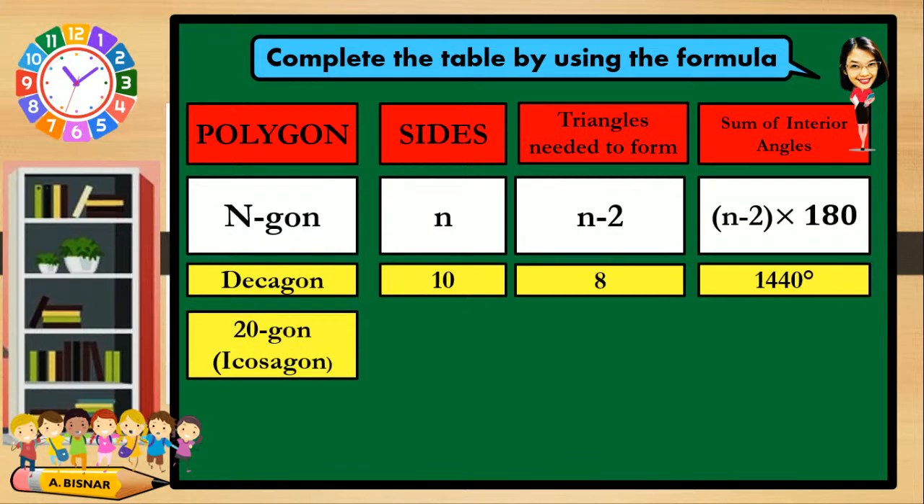How about with a 20-sided polygon? 20-gon, or also known as icosagon. Since it is a 20-gon, then it has 20 sides. Find the remaining info so that we can complete the table. Type your answers.